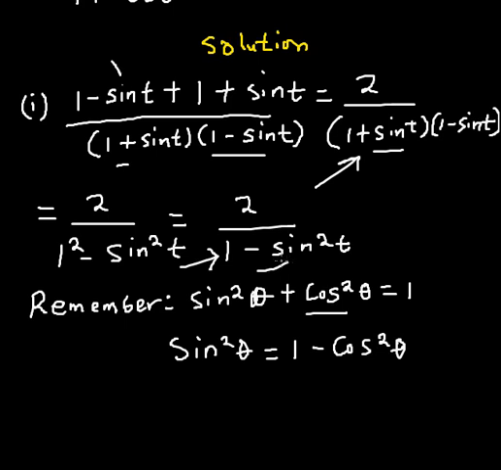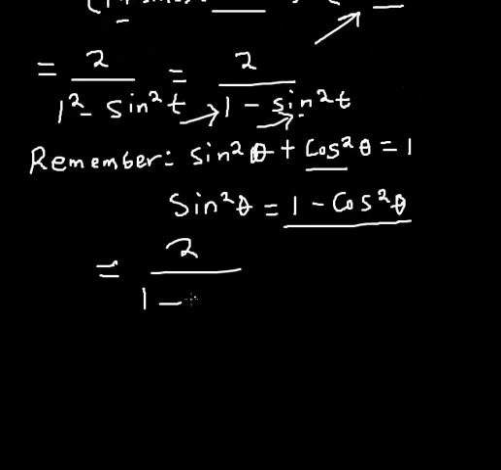So that's exactly what I'm going to do. I'm going to substitute sine square theta by 1 minus cos square theta. So this is going to be equal to 2 all over 1, then minus sine square theta, which is already 1 minus cos square theta. I have to put that in a bracket, 1 minus cos square theta.